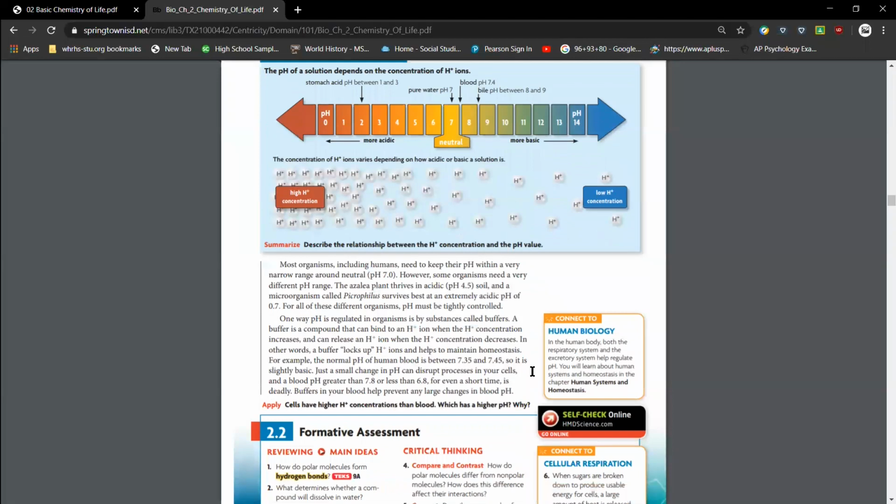Most organisms like to live around a neutral pH of 7, and if they get too acidic or basic, it can really hurt them. That's why we maintain homeostasis, which is one of the characteristics of life, because if we don't maintain the pH, then we could die. An example of something that lives in very acidic soil is the azalea plant. It can live at a pH of 4.5, and there are some microorganisms that can survive at a pH of 0.7. But even for these organisms, the pH is still really tightly controlled.